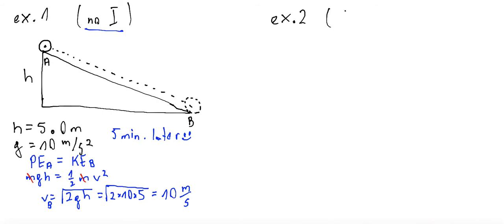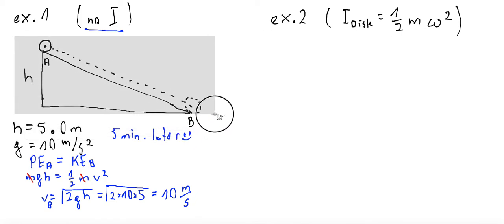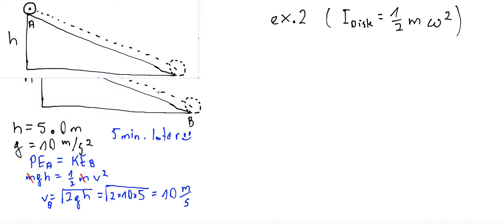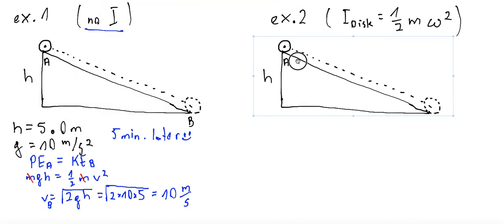Now let's take the moment of inertia of the disk. The moment of inertia of the disk is half of the mass of the disk times its radius squared. I am not going to give you a mass, and I'm not going to give you an angular velocity. You have exactly the same task.